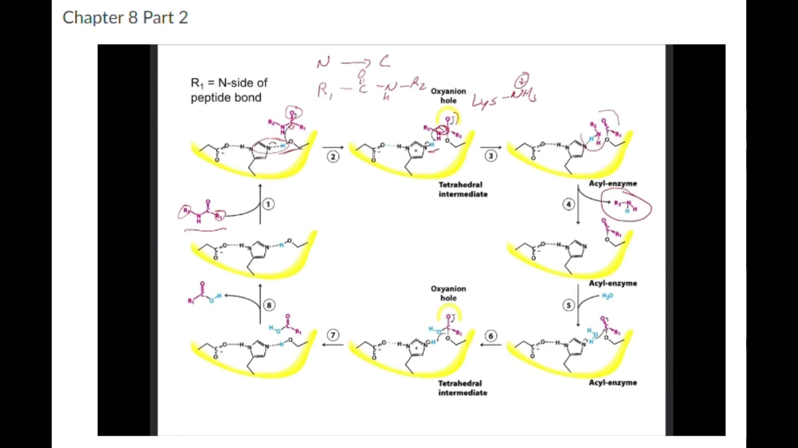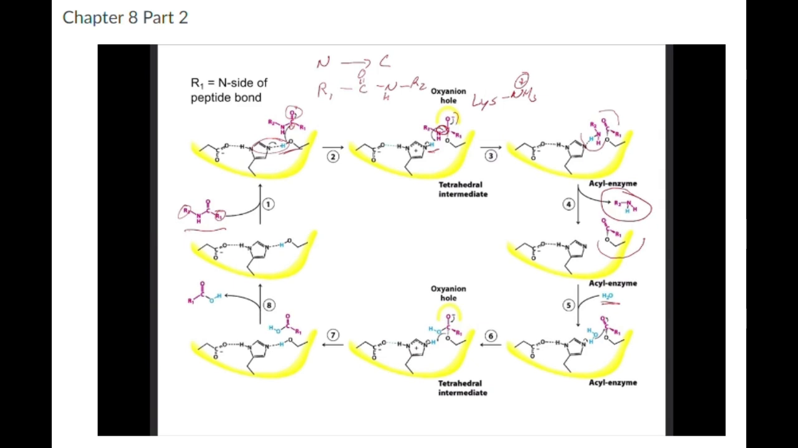Now we still have the enzyme bound to the carboxylic acid portion of our peptide. This is what we call the acyl enzyme intermediate. So the second half of our reaction is going to involve breaking that acyl group off of the enzyme. And that's where the water actually comes in. So we know that this is a hydrolysis reaction, but we haven't actually seen any water yet. This is where we actually bring the water into play.